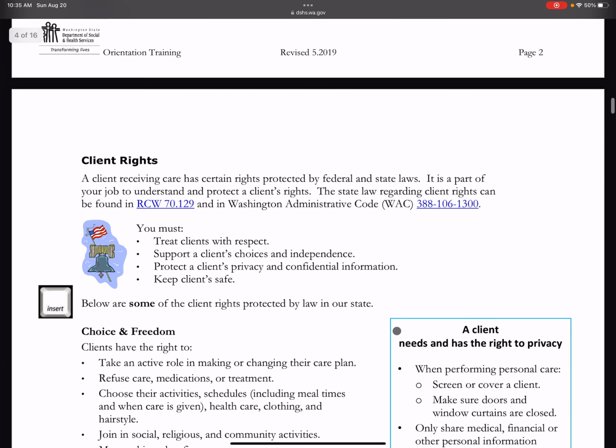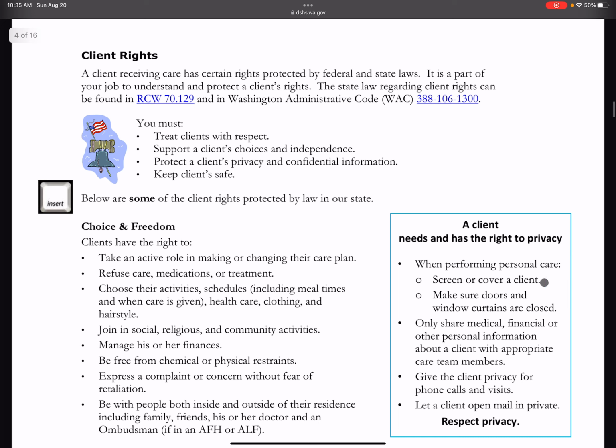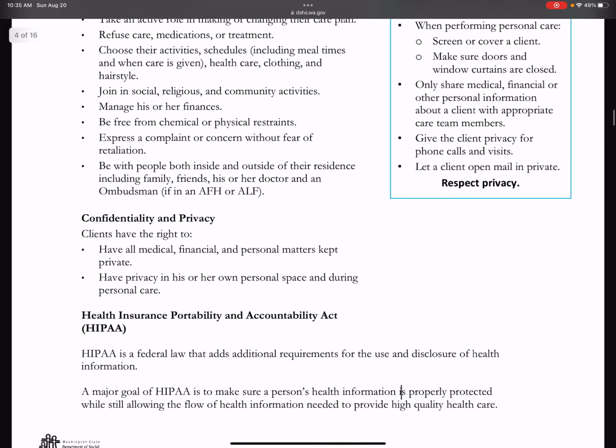So all clients have rights. A client has a right to privacy. When performing personal care, screen or cover a client. Make sure doors and window curtains are closed. Only share medical, finance, or other personal information about a client when appropriate. Care team members give the client privacy for phone calls and visits. Let a client open mail in private. So confidentiality and privacy are very important for the client.